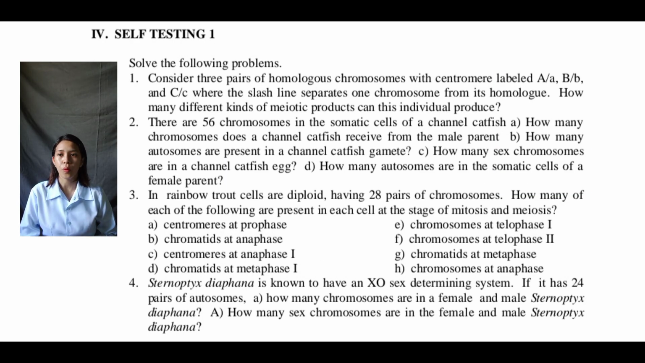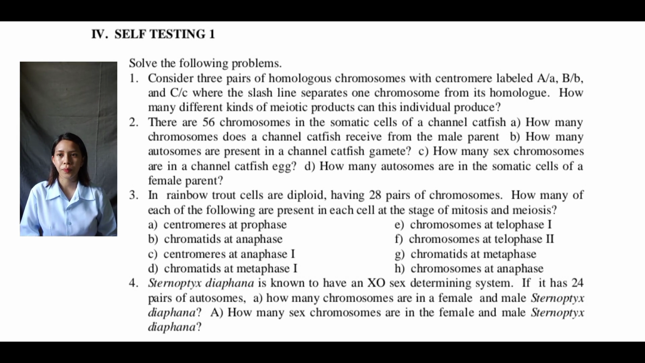Self-testing question number 1. Consider three pairs of homologous chromosomes with centromere labeled A over A and B over B and C over C, where the slash line separates one chromosome from its homologue. How many different kinds of meiotic products can this individual produce? My answer for question number 1 is 8.